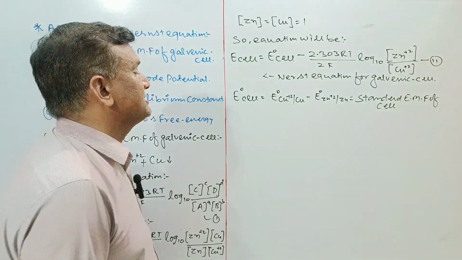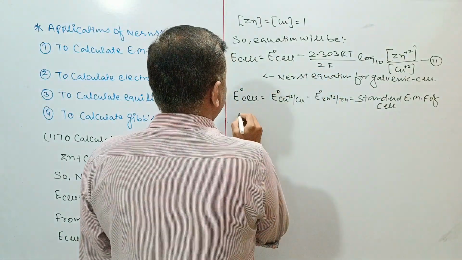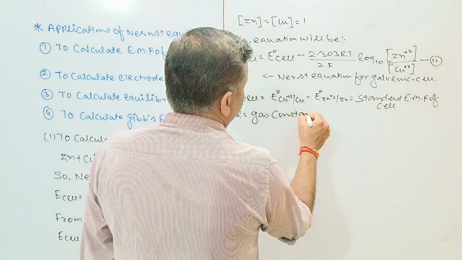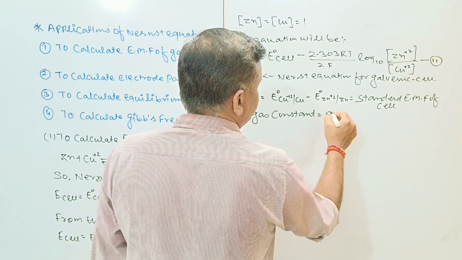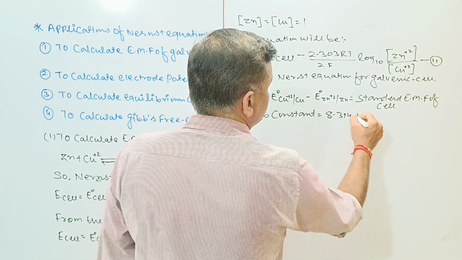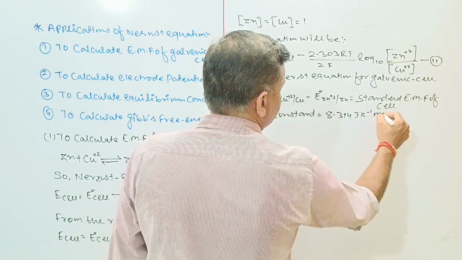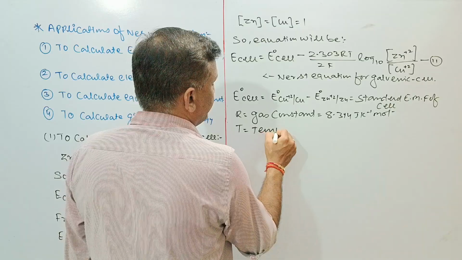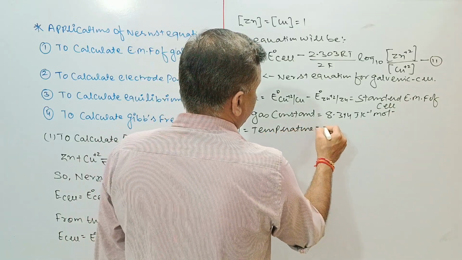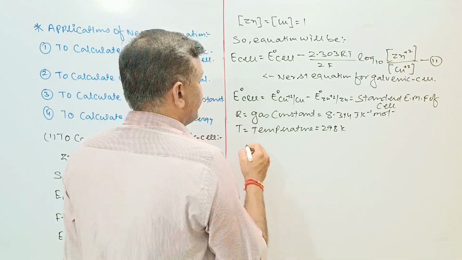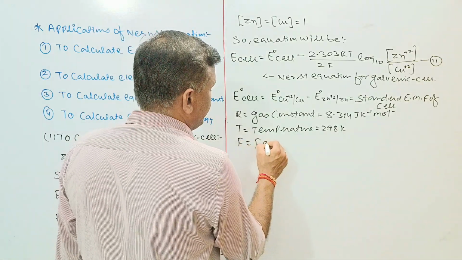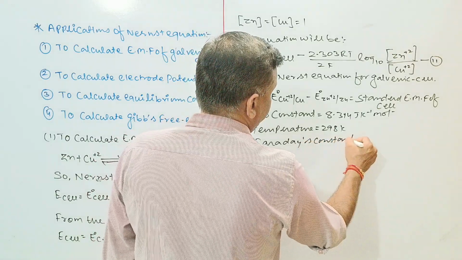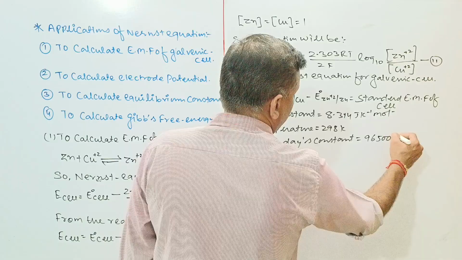Now I would like to go further. R is the gas constant, and its value is 8.314 joule Kelvin inverse mole inverse. T is the temperature, that is 298 Kelvin, and F is the Faraday constant, with the value of 96500 coulomb.